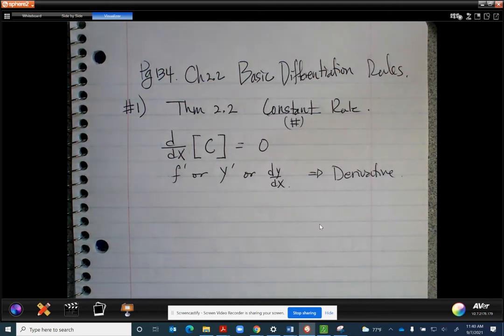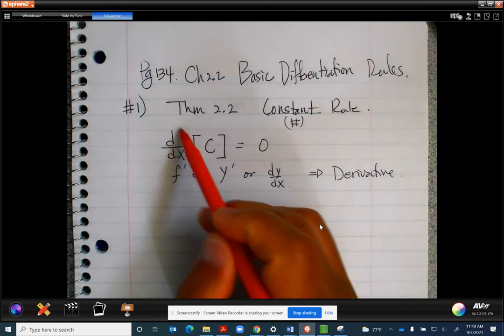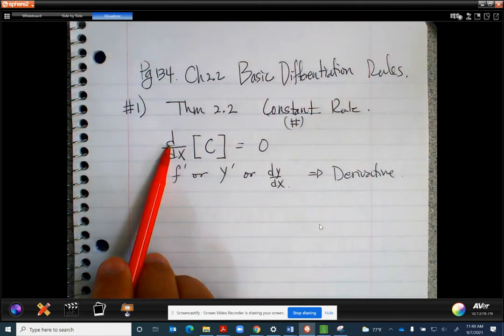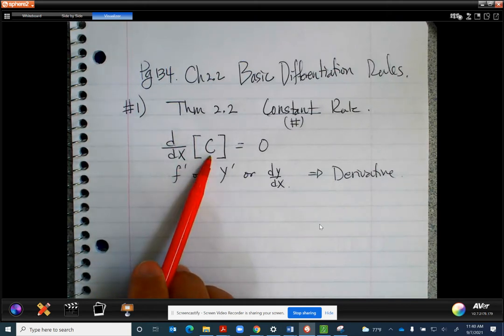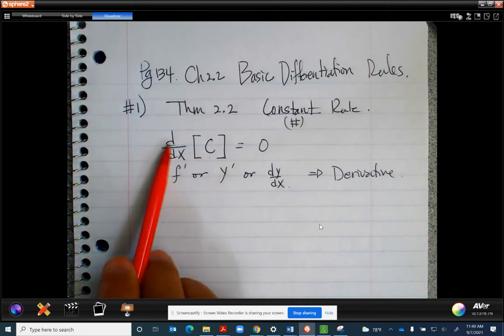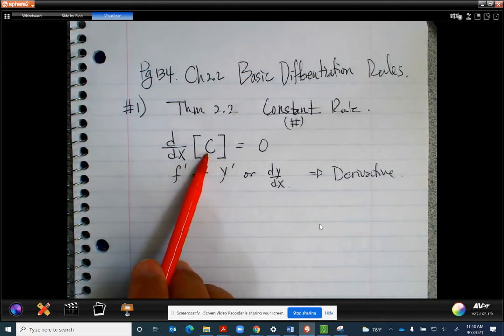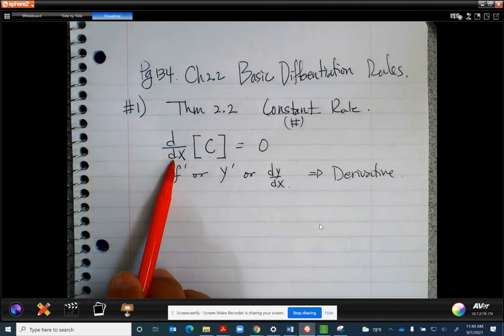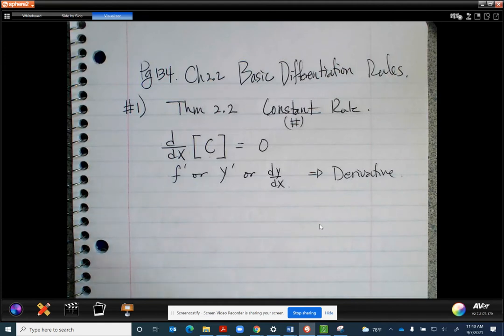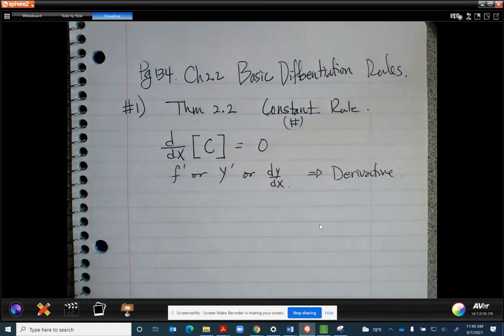Alright, now when you look at this, you need to know how to read this notation. This top D stands for derivative of C, constant, derivative of constant C, with respect to x variables. Now, the calculus that we're learning in this class is called single variable calculus because most of our questions are x variables. Have you noticed that? F of x is equal to, so we're only taking the derivative of x variables.